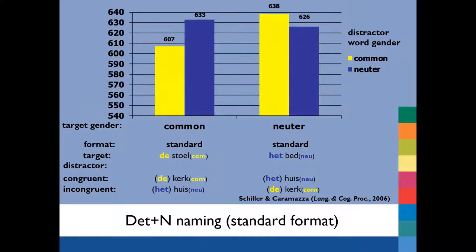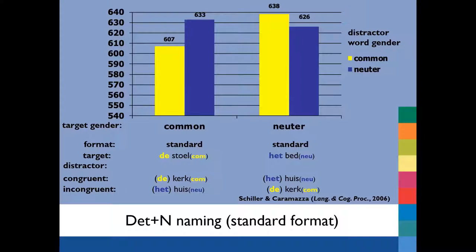So for the standard format, the results are quite straightforward. As you would expect for the common gender nouns, they are faster when the distractor also has common gender compared to the case when it has neuter gender. And for the neuter gender nouns, the other way around, right? Neuter faster than common gender.